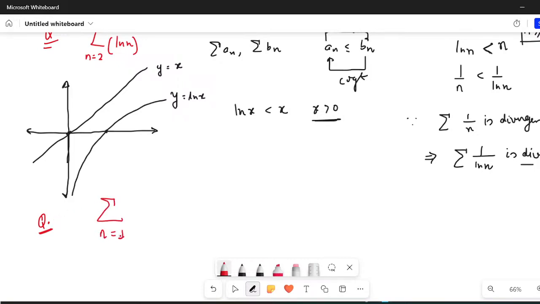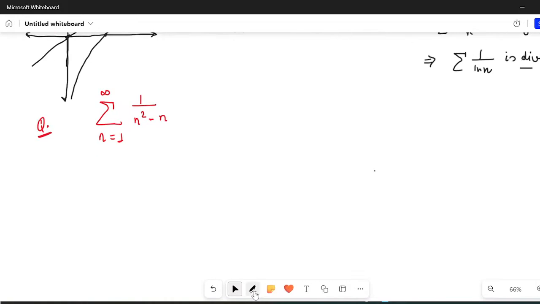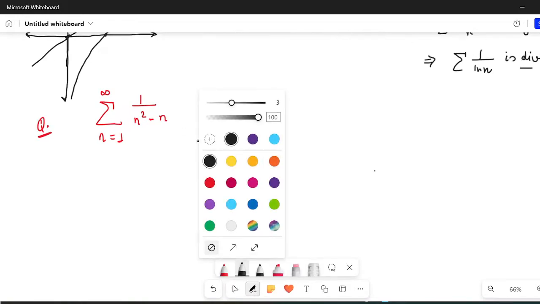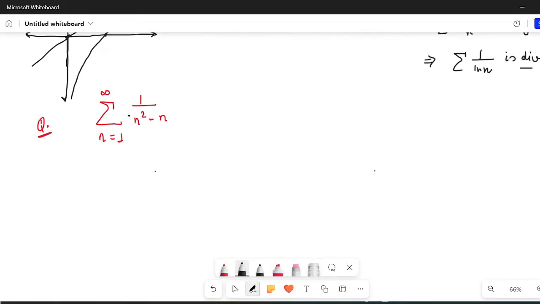Summation n equals 1 to infinity, 1 upon n square minus n. What do you think would be the answer to this? Whether it will be a convergent series or a divergent series? So let us do it. If you remember, in the very first class we did something called a telescopic series. You can do another way also, I'll teach you. Let us write this particular thing in this fashion.